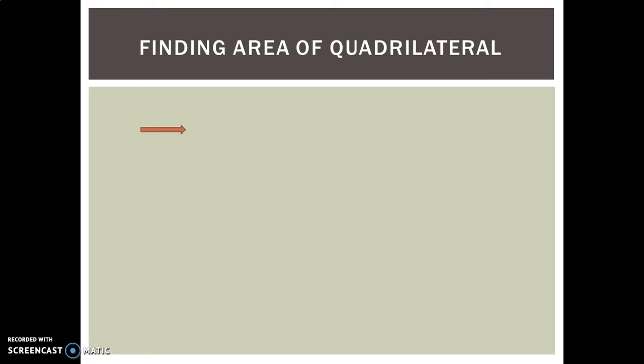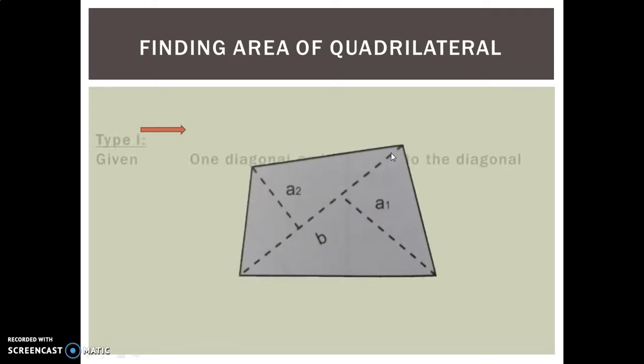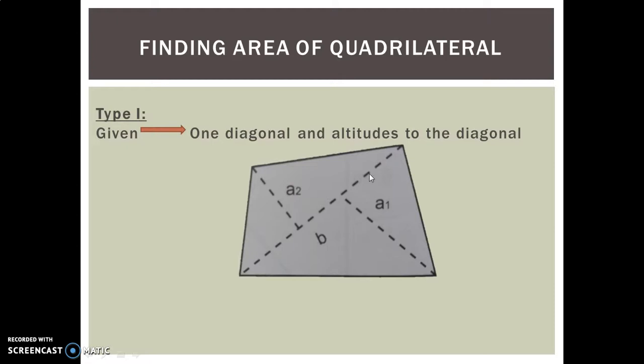There are two types of questions when we are finding the area of a quadrilateral. There are two types of questions. We will look at them in detail. Type 1 is when we have the length of a diagonal and we know the length of the two altitudes.